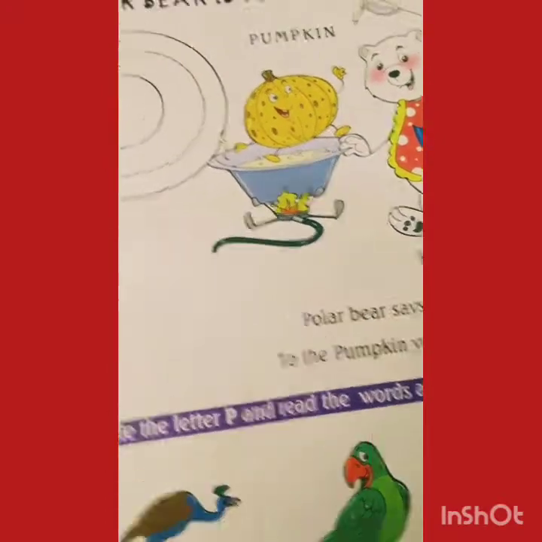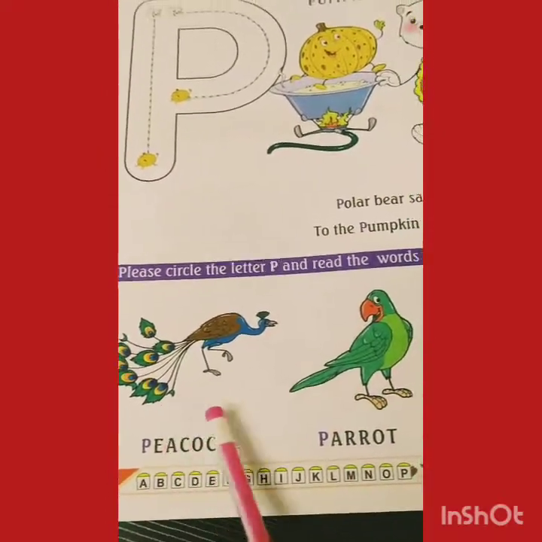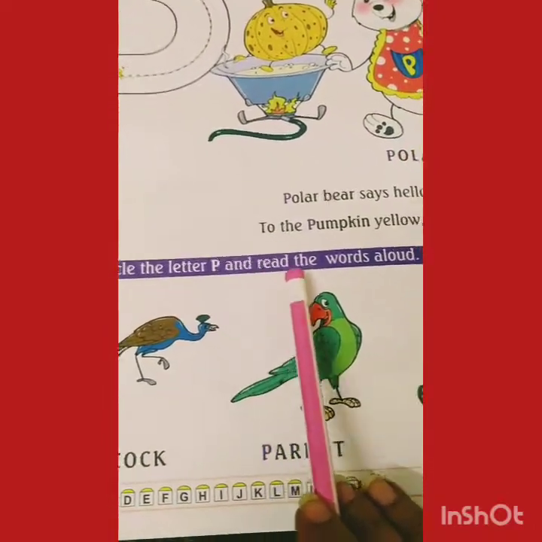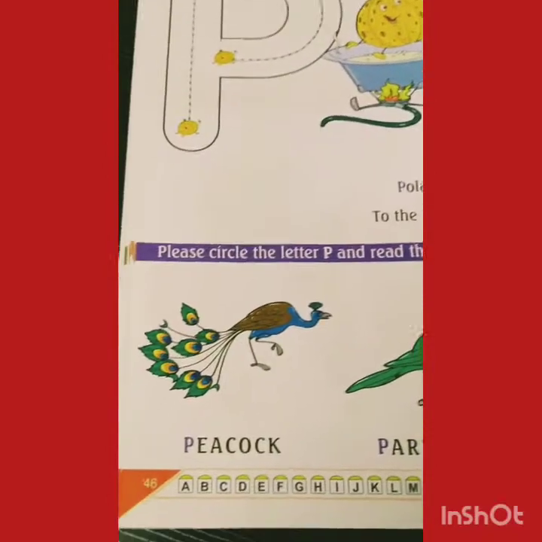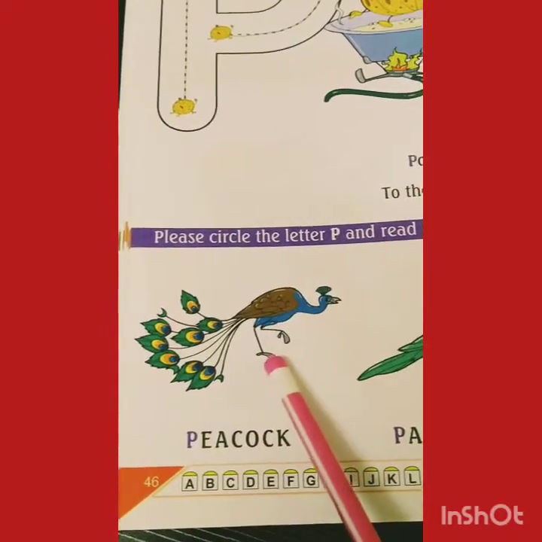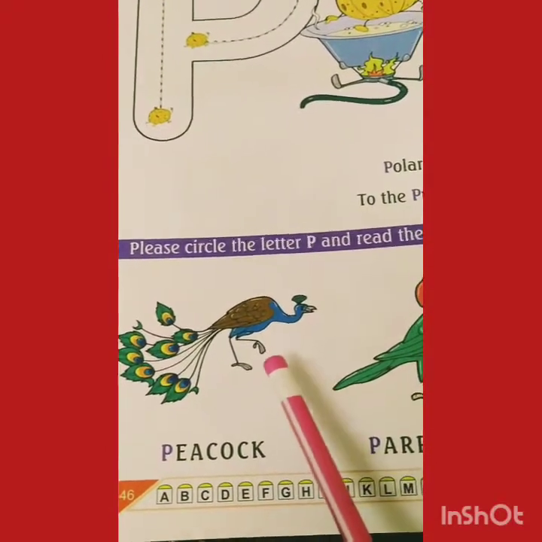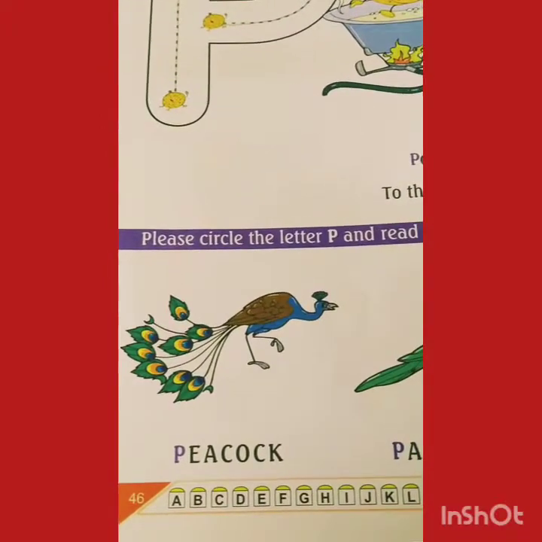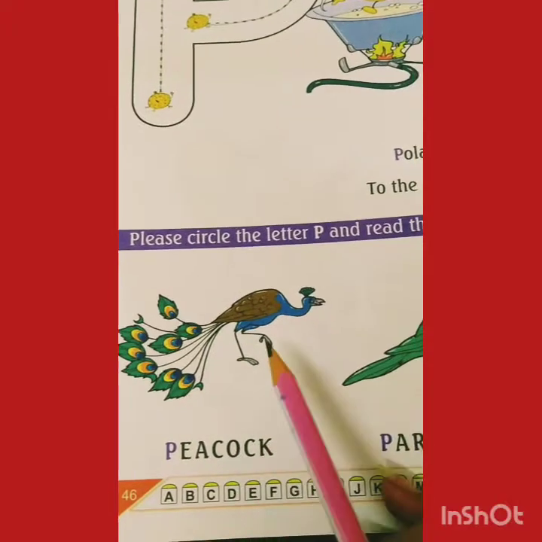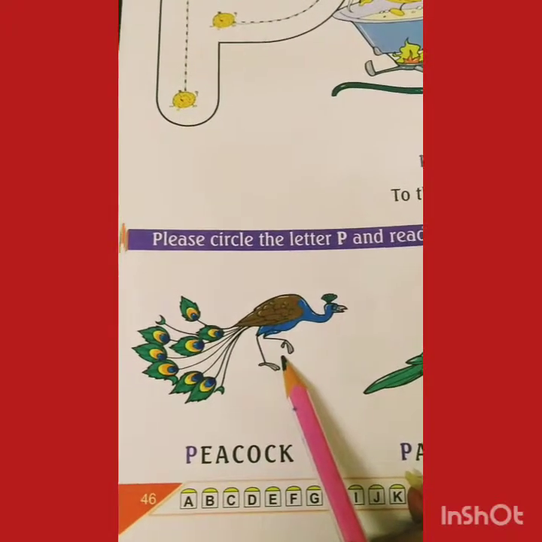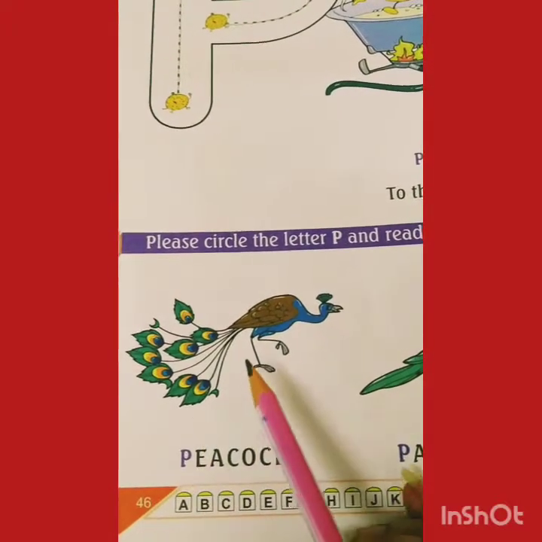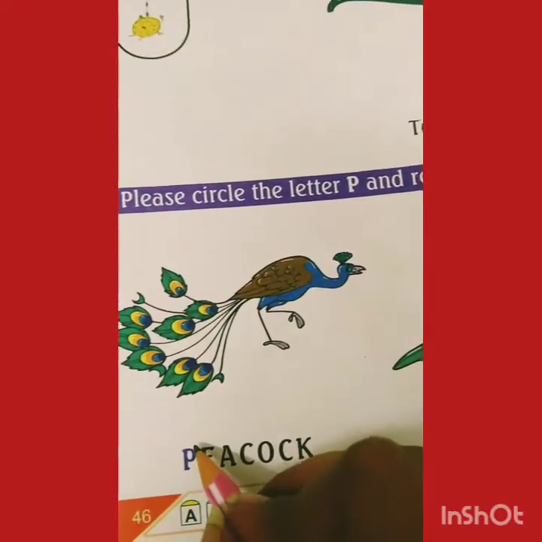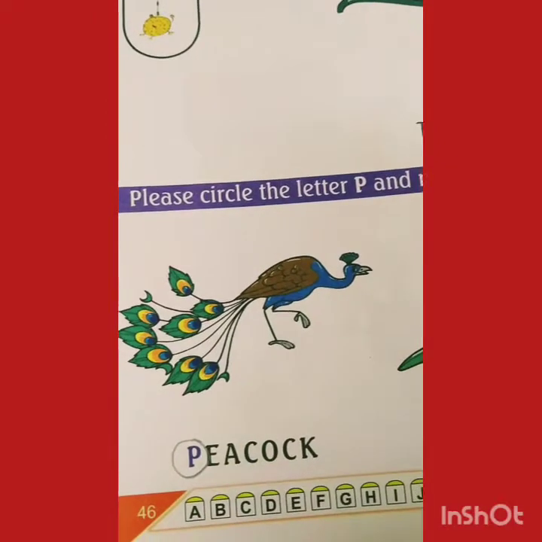Okay, now see downside, some pictures are there. So what you have to do, please circle the letter P and read the words aloud. Okay, so here we have some pictures, so you have to speak loudly this picture with your ma'am. Okay, and circle the letter P. So what is this, kids? Which picture is this? Yes, P for peacock. P for peacock. So you have to circle this letter P.